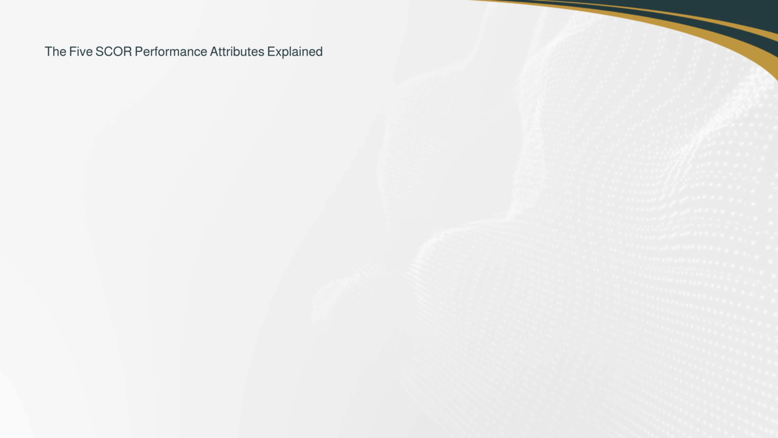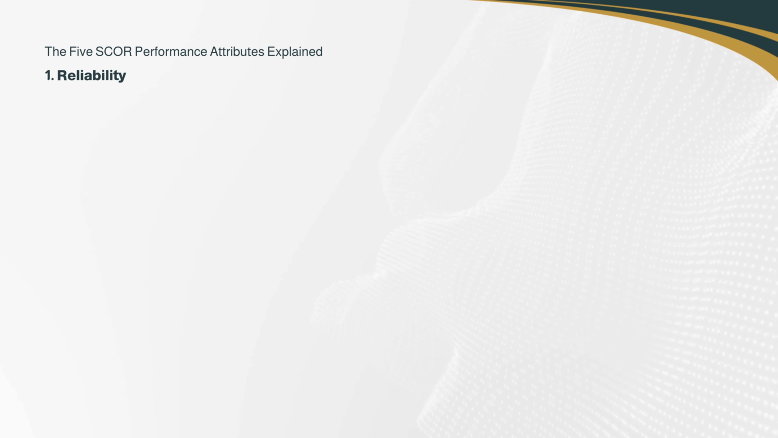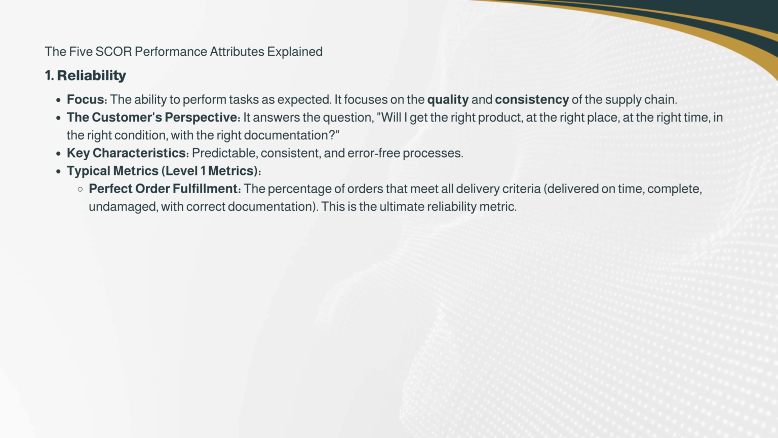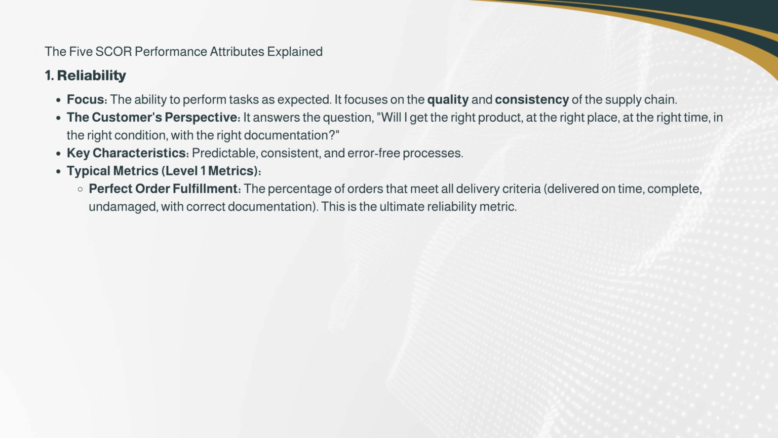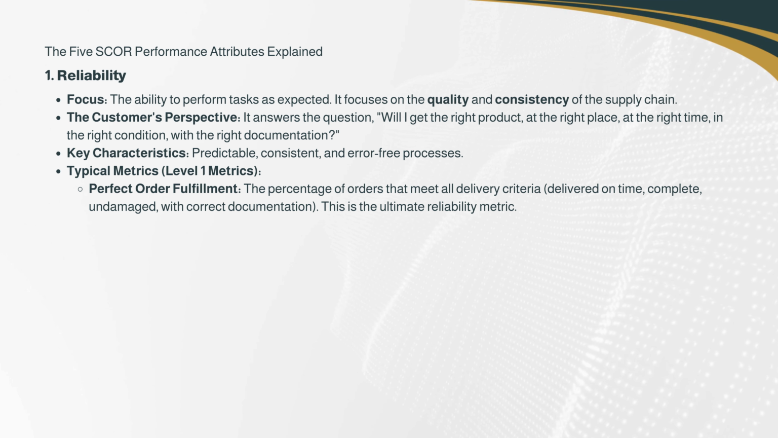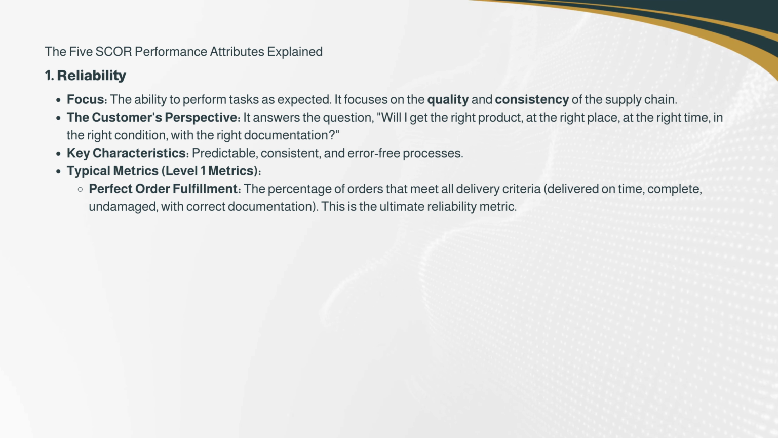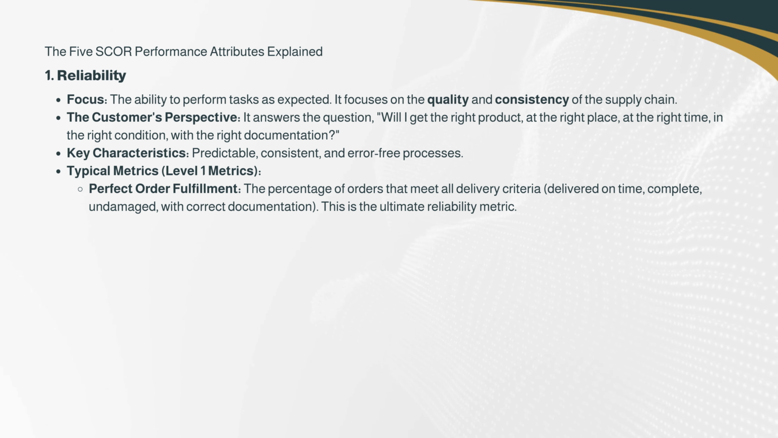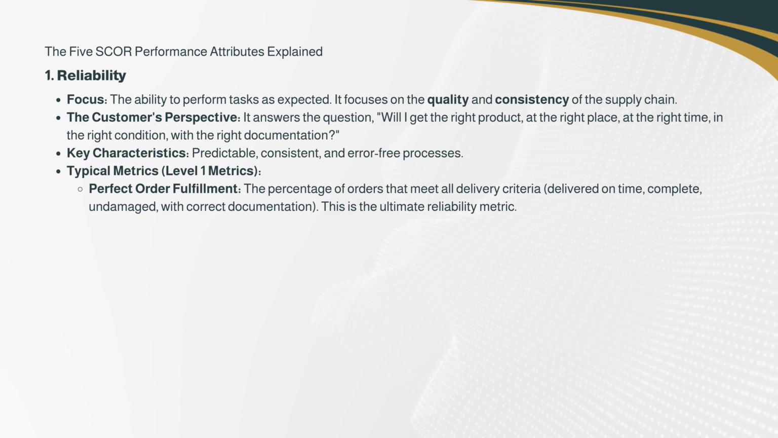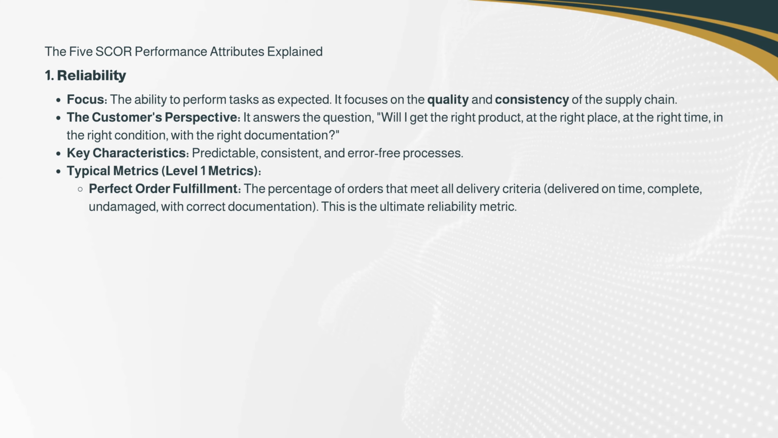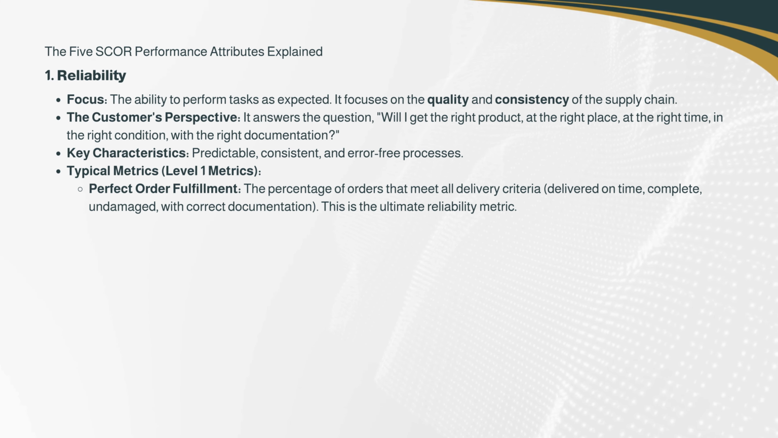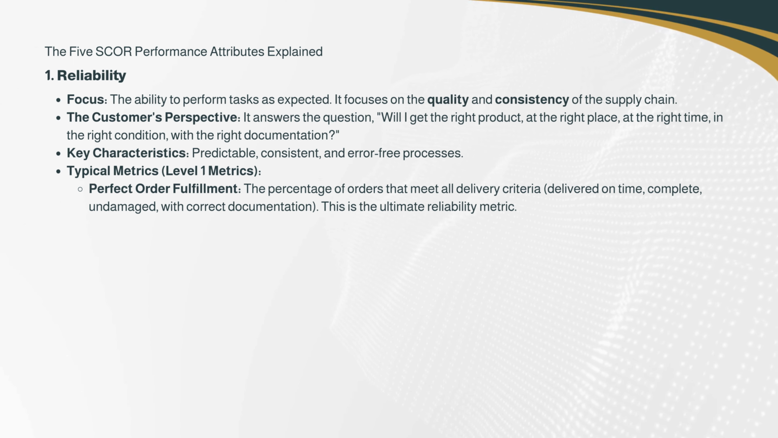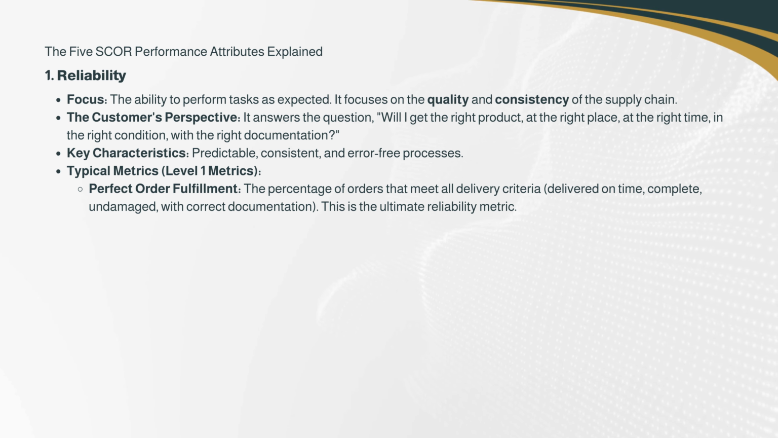The 5 SCOR performance attributes explained: 1. Reliability, focus. The ability to perform tasks as expected. It focuses on the quality and consistency of the supply chain. The customer's perspective. It answers the question, will I get the right product, at the right place, at the right time, in the right condition, with the right documentation? Key characteristics: predictable, consistent, and error-free processes.